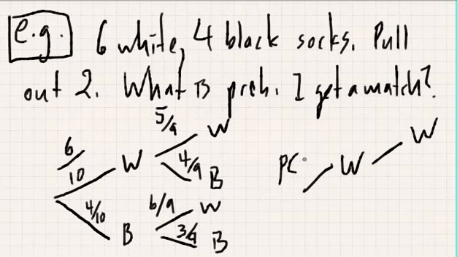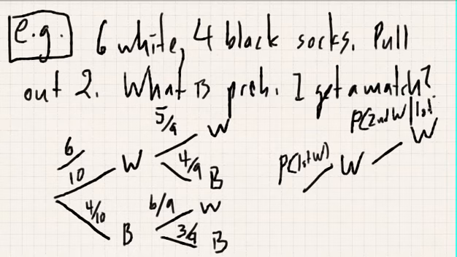The first branch is just a regular old probability, the probability that the first is white. But the second branch is a conditional probability, so the probability that the second is white given that the first is white.